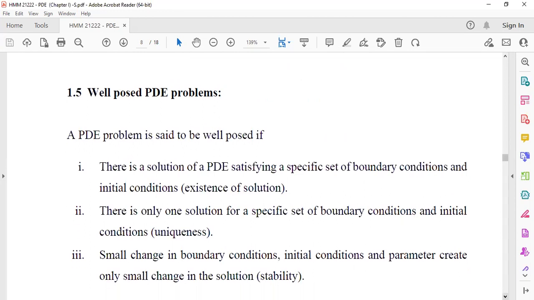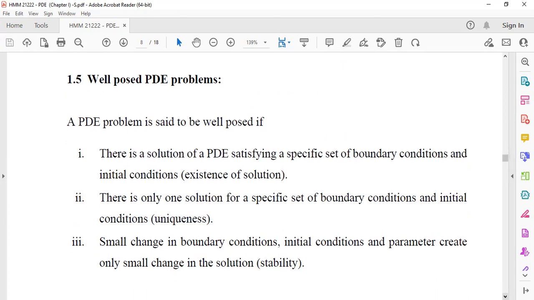One more thing we call a well-posed partial differential equation. Well-posed PDE means a PDE problem is said to be well-posed if it satisfies these conditions. So what are the conditions? First of all, there is a solution of the PDE satisfying a specific set of boundary conditions and initial conditions.